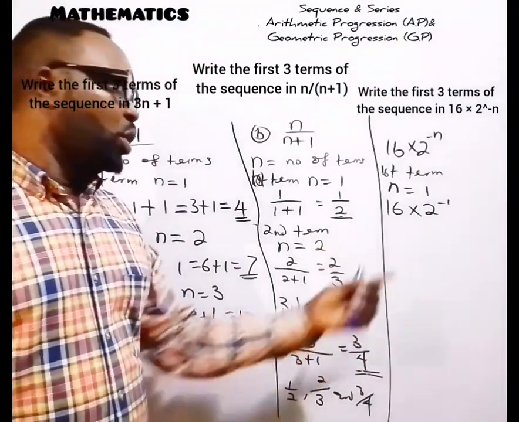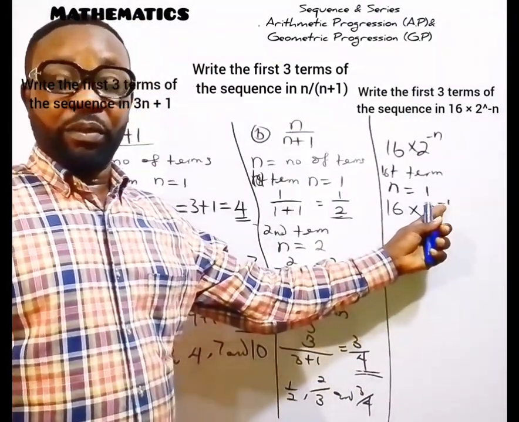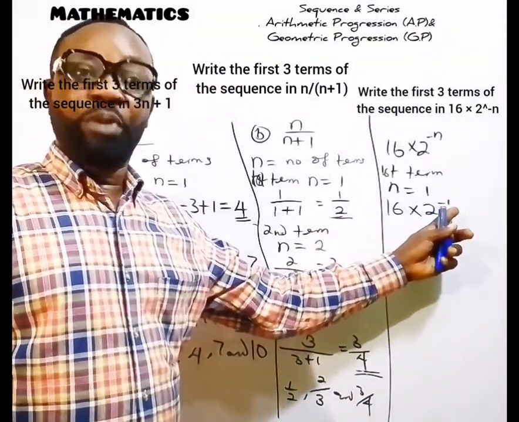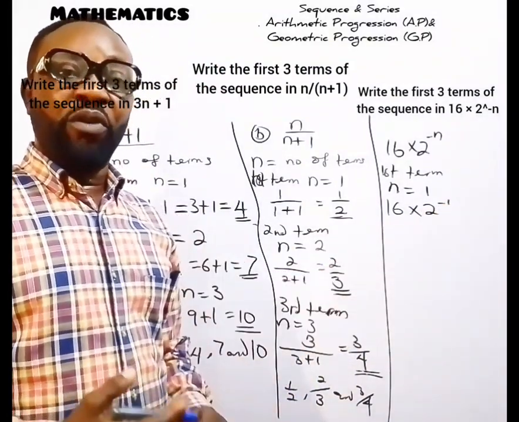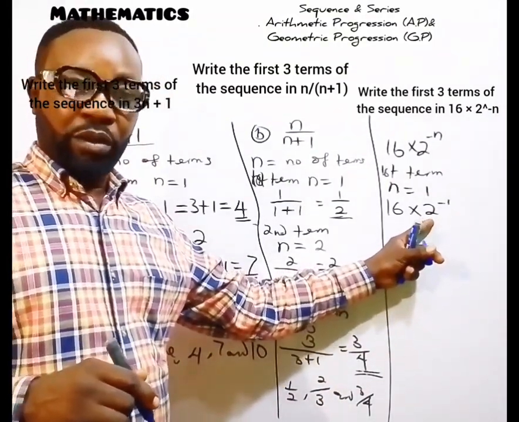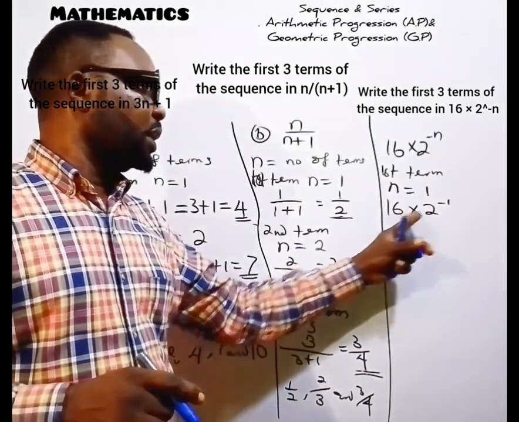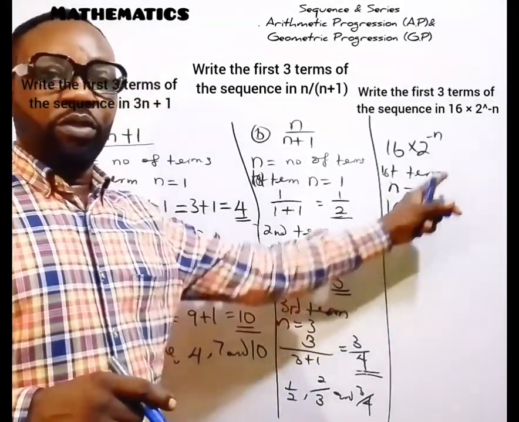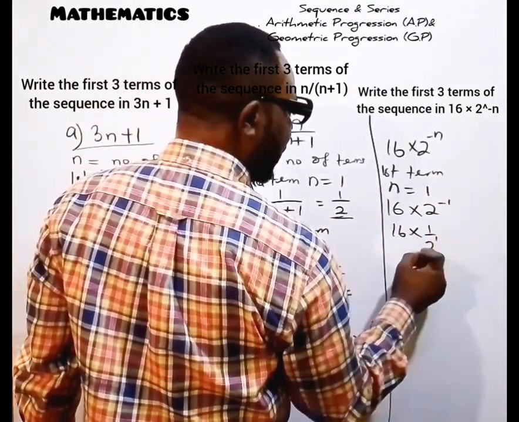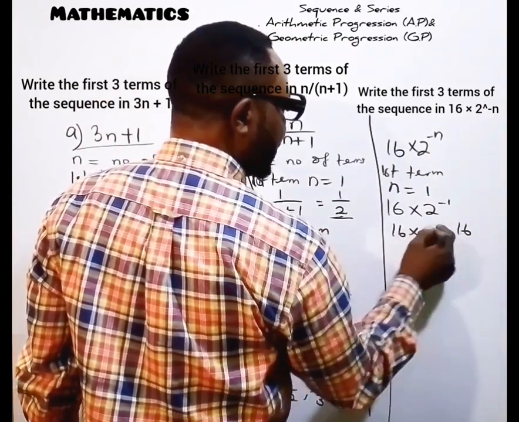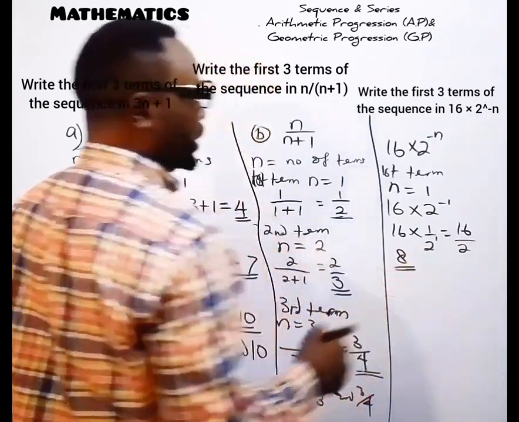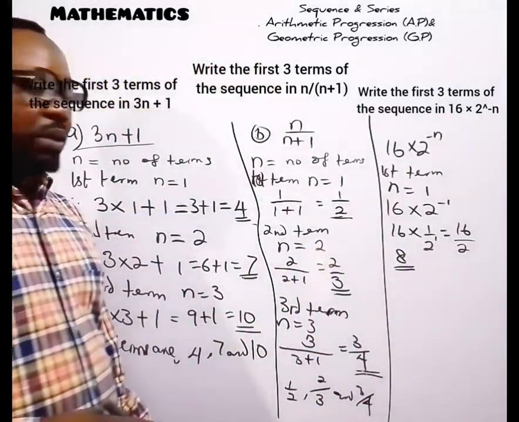Now, in mathematics, we all know that when we have a negative index, or you can call it a negative power, that negative value means the reciprocal of such a value. So this one will become 1 over 2 raised to the power of 1. So it becomes 16 multiplied by 1 over 2 raised to the power of 1, which is 16 times 1, 16 all over 2. 16 over 2 will be equal to 8. That is the value of the first term.